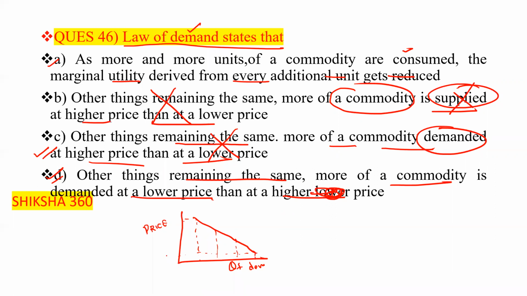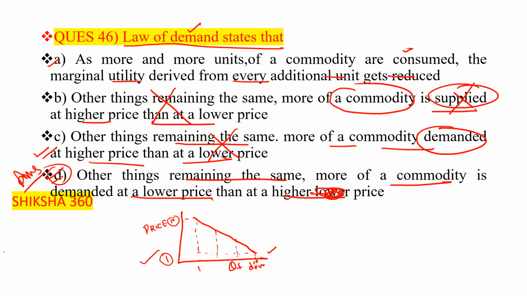As the price is 1 rupee, this one is 10 rupee. So this one is 1 unit, this one is 10 units. So when the price is 1 rupee, 10 units are demanded. When the price is 10 rupee, 1 unit is demanded. So more of a commodity is demanded at a lower price than at a higher price. So this one is the correct answer. Option number D is the answer here.